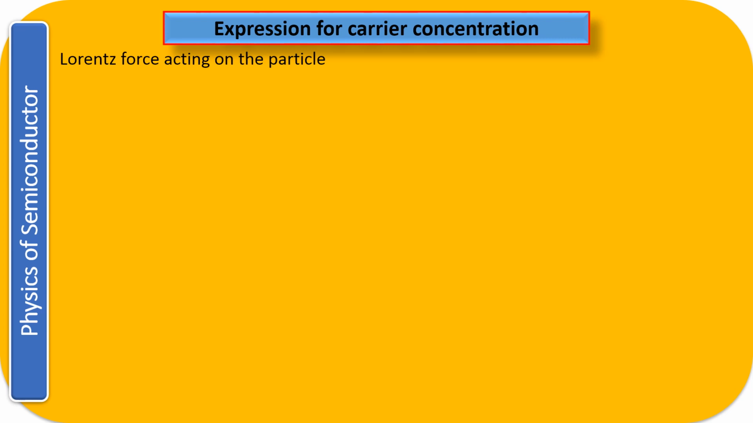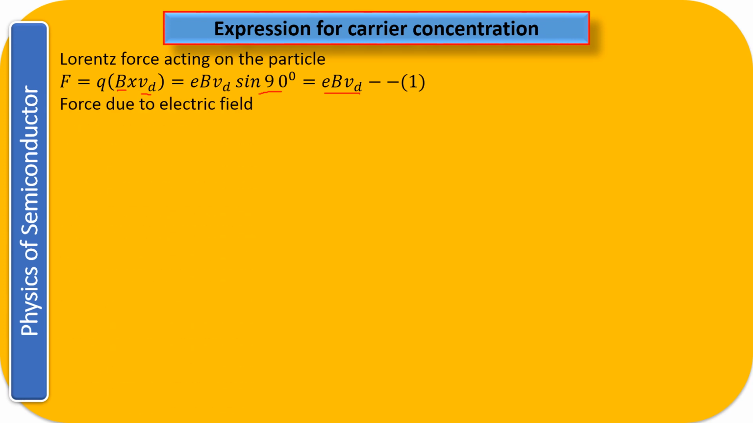So the Lorentz force acting on the particle, that is the force due to the magnetic field, is called the Lorentz force, F equal to q (V cross B). So B is the magnetic field and V is the drift velocity. Naturally, as I told you, B and Vd are perpendicular to each other. So what we can write here is sine theta, and theta is equal to 90 degrees. So the value you are getting is equal to q B Vd. Right, so this is the value of the Lorentz force that is acting on this.